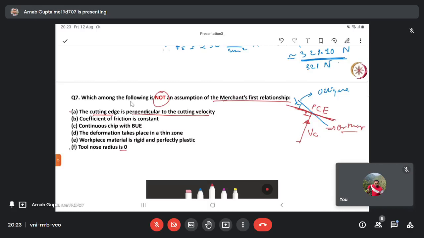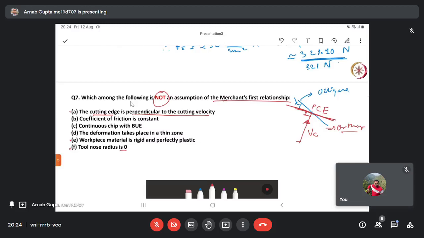Workpiece material is rigid and perfectly plastic. Yeah, you're not considering the elasticity of the object. That is important because if the deformation would have been elastic, there would have been some recovery, and the stresses associated would have been different. The deformation takes place in a thin zone. Okay, so the deformation is associated with a thin zone. So yeah, your depth of cut shouldn't be pretty high. So this uncut chip thickness should be low enough.